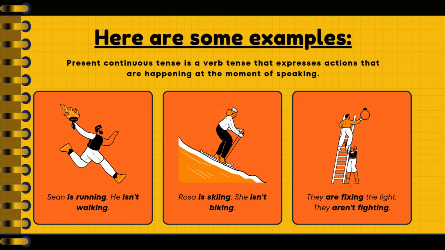Here are some examples. Number 1. Sean is running. He isn't walking. Number 2. Rosa is skiing. She isn't biking. Number 3. They are fixing the light. They aren't fighting.